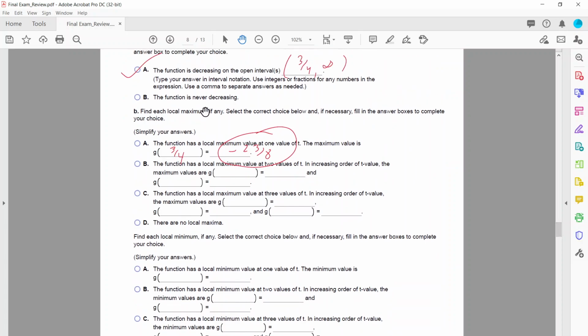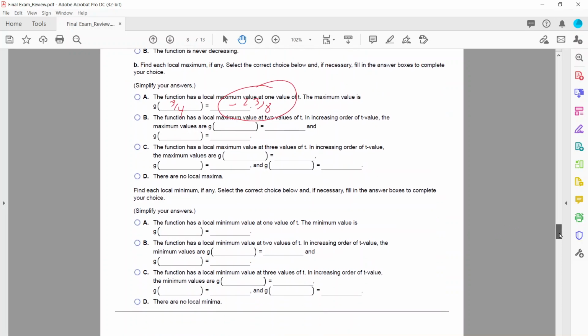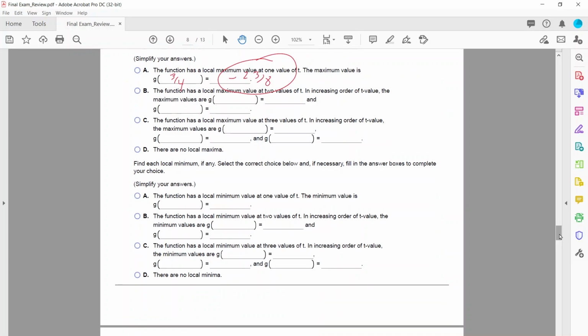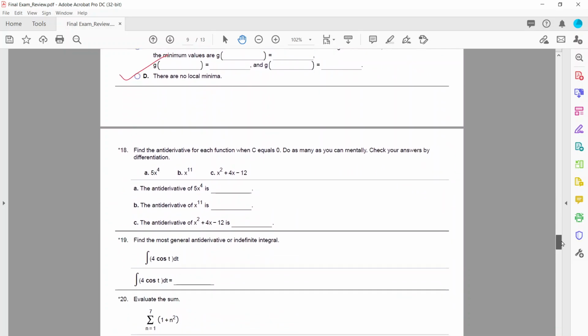Find each local maximum, if any. Select the correct choice. The function has a local maximum value at one value of t, and that is this one. For each local minimum, there is no local minimum, because there is only one critical point, and at that critical point the value is a local maximum.